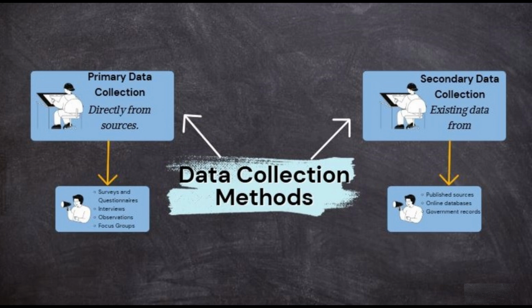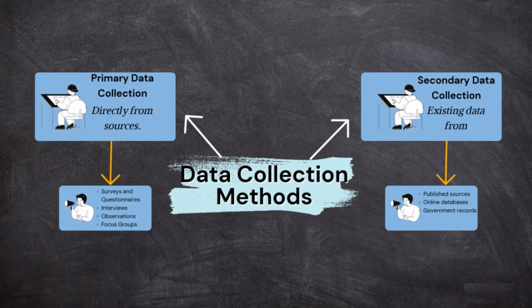Now, for secondary data collection, this involves using pre-existing data from sources like published articles or reports, online databases, government records, and institutional archives.